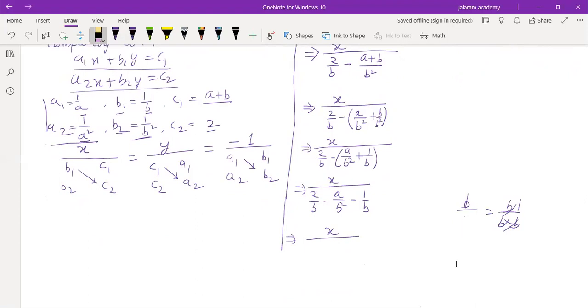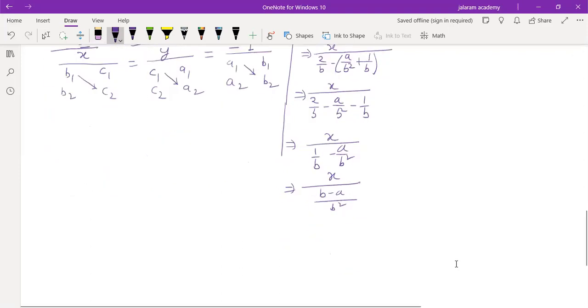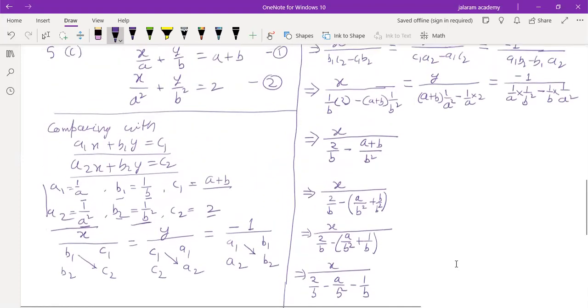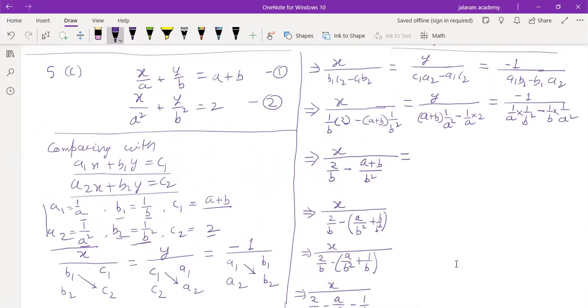Okay. So have you understood the method of how this square has been cancelled out? Yes, sir. So 2 by b minus 1 by b is 1 by b, minus a by b square. Again, when we take the LCM, this is b square. So it is b minus a upon b square. Understood, everyone? Yes, sir.